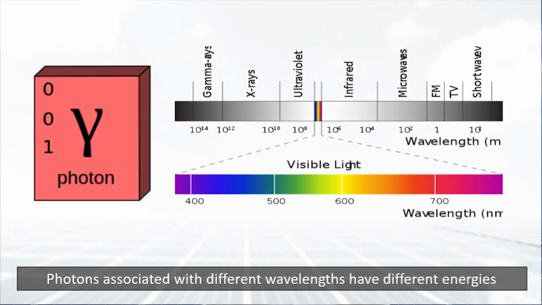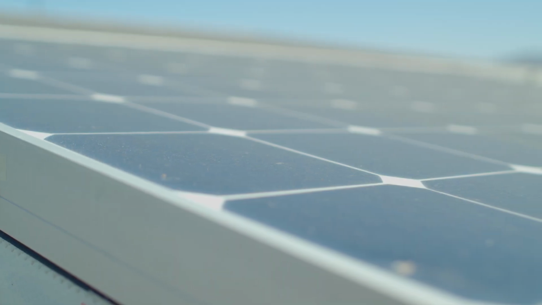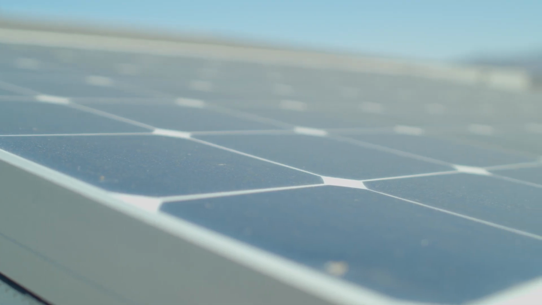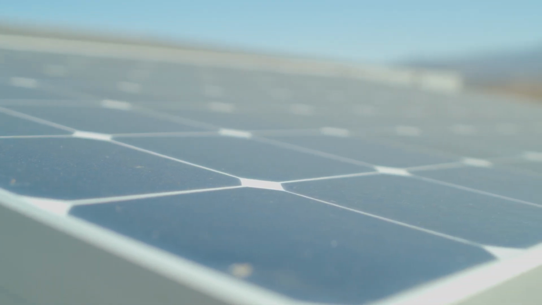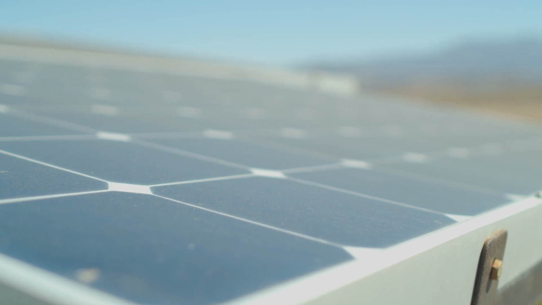Photons associated with different wavelengths have different energies, and you know that a solar cell is made of semiconductor material. When photons strike a solar cell, they may be either reflected, absorbed or passed through. Photons which get absorbed transfer their energy to the electrons in the semiconductor, enabling them to generate electricity.